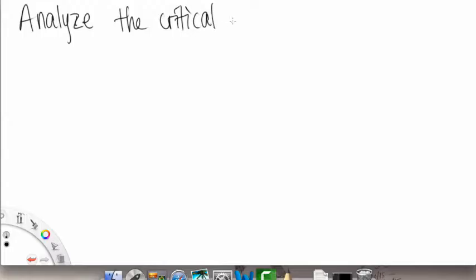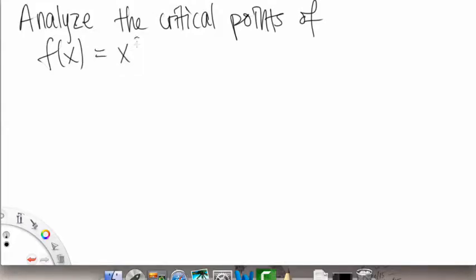Alright, so now that we've gone over the concepts, let's do an example of finding and analyzing critical points of a function. So we're going to analyze the critical points of the following function: f of x is equal to x to the third minus 27x minus 20. Okay? So where is a critical point?